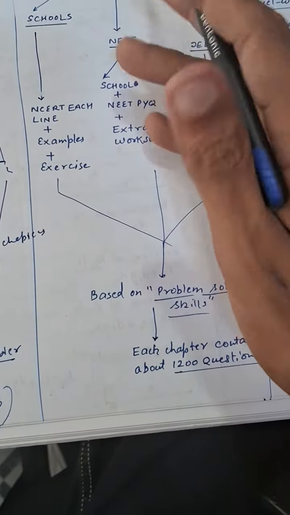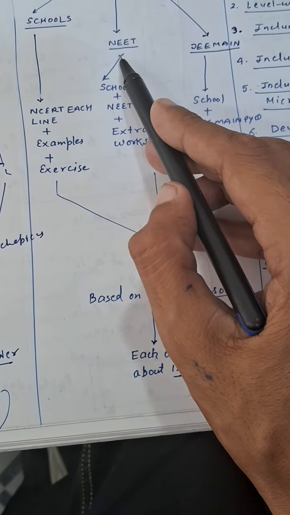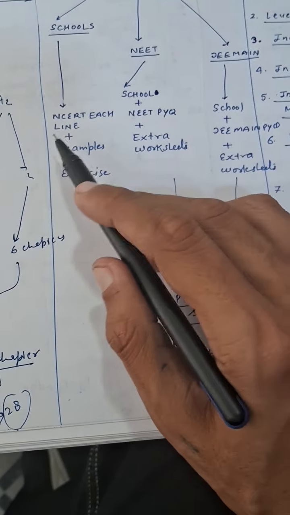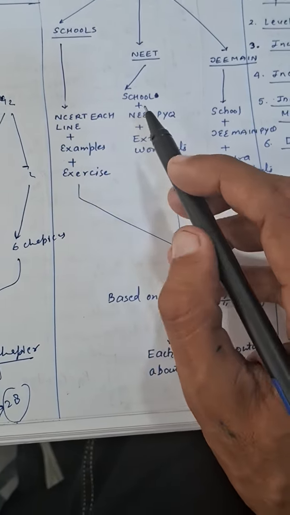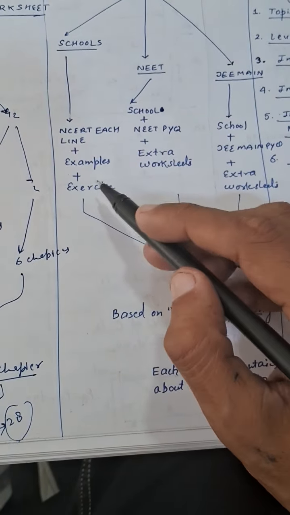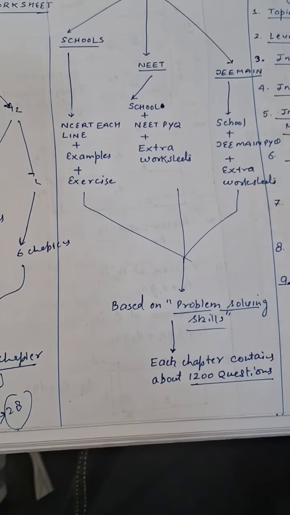Now there are three different categories of preparation. The first is for schools, for NEET and for JEE Main. As far as schools are concerned, we have questions based on each line of NCERT. Then we have examples and exercises as given in NCERT. We shall be discussing all of these through the video lectures.